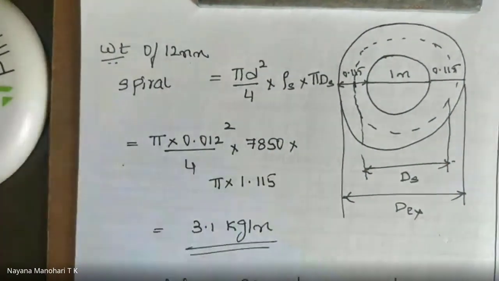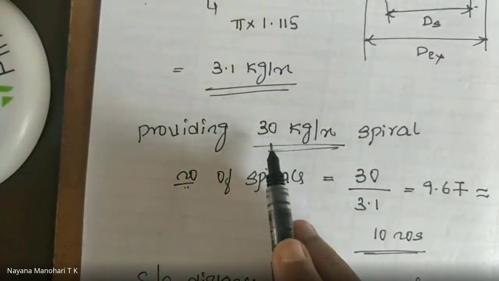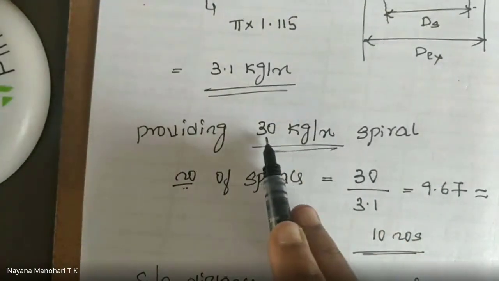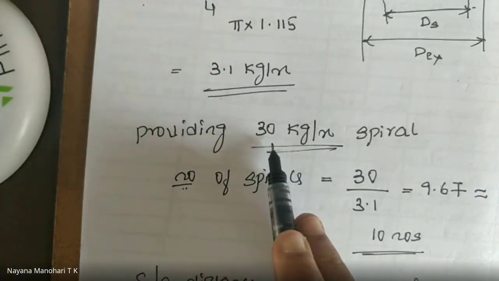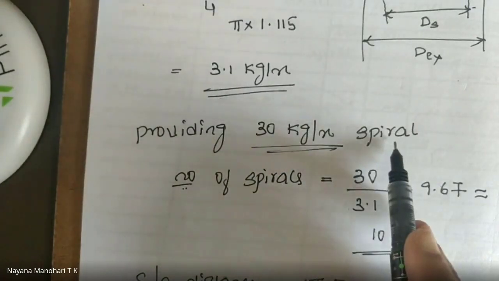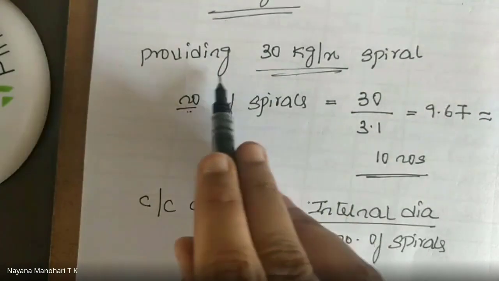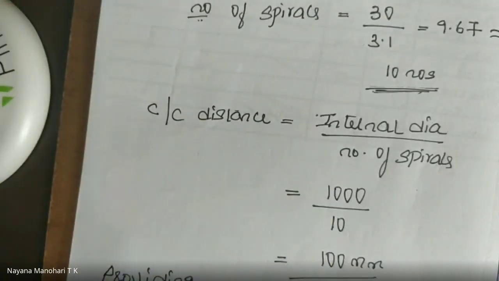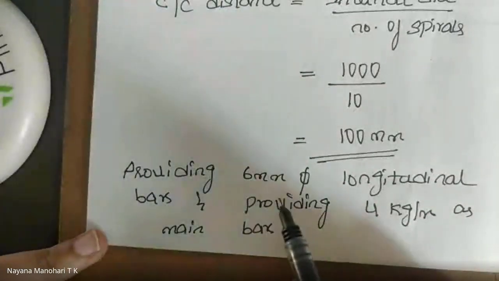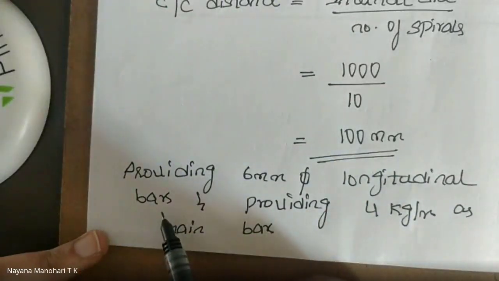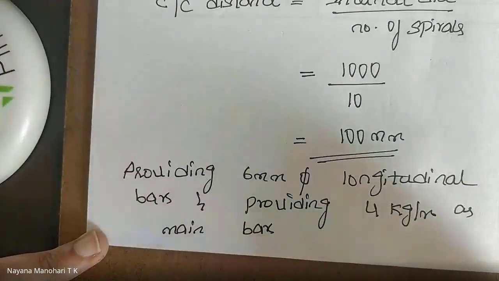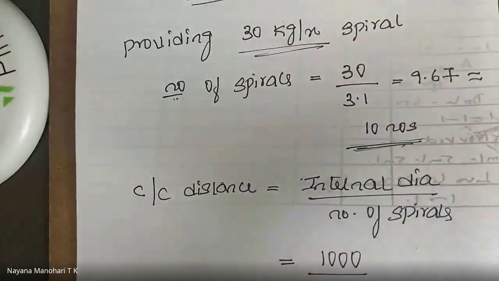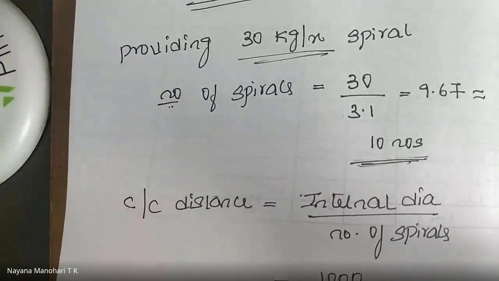Next, you assume the total amount of spiral needed, 30 kg per meter spiral. From that you calculated the number of spirals needed, that is 10 numbers. Then you calculated the spacing. In the same way here, you need to assume 6 mm dia longitudinal bars, having 4 kg per meter as main bars. As you calculated for the spiral previously, the same way you need to calculate it.